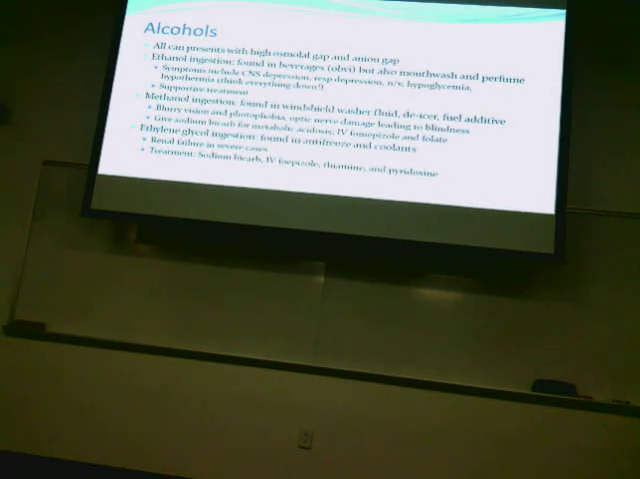We can find methanol in windshield washer fluid, de-icer, fuel additives. We really worry about the eye toxicity. So we get blurry vision, photophobia. There's optic nerve damage that can lead to blindness. So we have to treat this. You want to give sodium bicarb for metabolic acidosis, and we give IV fomepizole, which blocks the enzyme that metabolizes the methanol. And we also give folate as well.